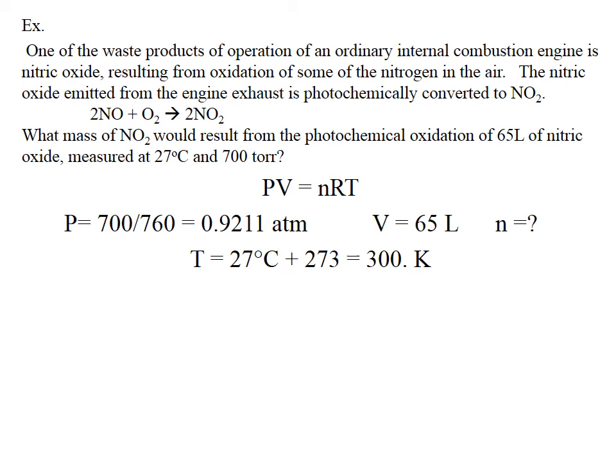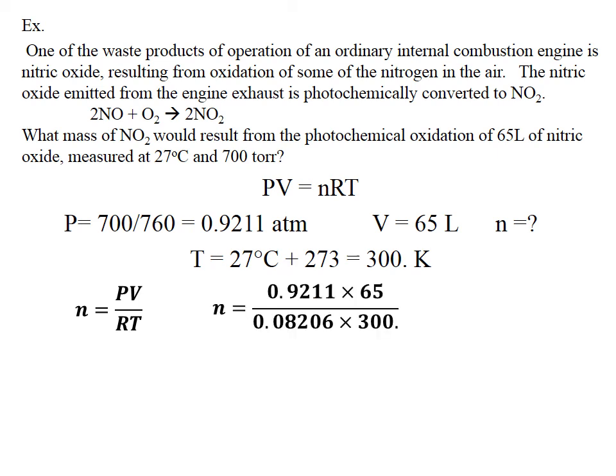So we use our ideal gas equation. So we can solve for the number of moles, PV divided by RT, substitute the known values into the equation, and once we've done that, we solve for the number of moles of nitric oxide. So now that we have moles of nitric oxide, we need to find grams of nitrogen dioxide that can be produced. So we're going from moles of nitric oxide to grams of nitrogen dioxide.